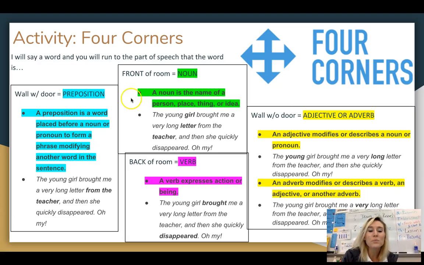Okay. So let's review what these different parts of speech are. Preposition. A preposition is a word placed before a noun or a pronoun to form a phrase that modifies another word in the sentence. The young girl brought me a very long letter from the teacher, and then she quickly disappeared. Oh my. Okay, so prepositions are traditionally taught as anything you can do with a cloud. You can go over the cloud, you can go under the cloud, you can go through the cloud, you can go to the cloud, you can go from the cloud, etc.